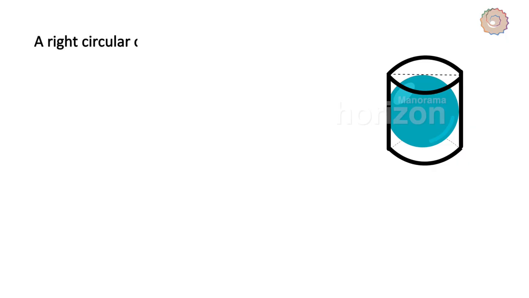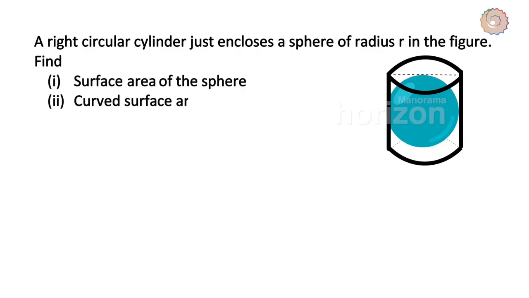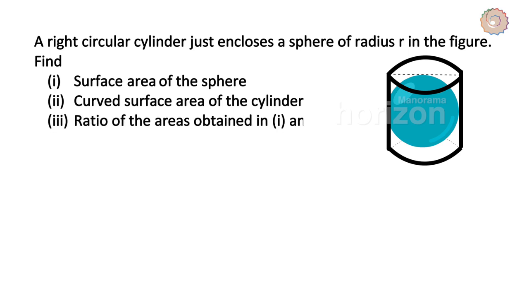Now, let us consider another problem. A right circular cylinder just encloses a sphere of radius r in the figure. Let us find the surface area of the sphere. The second subpart, the curved surface area of the cylinder. The third subpart, the ratio of the areas obtained in subpart 1 and subpart 2. The solution for the same is as follows.